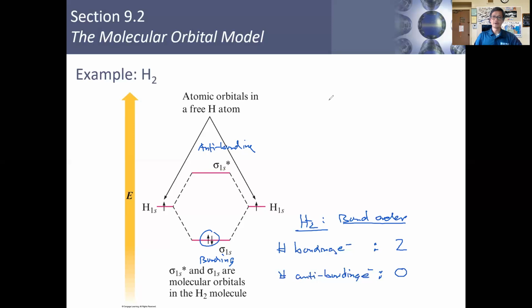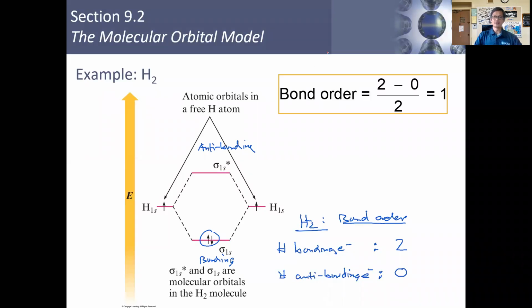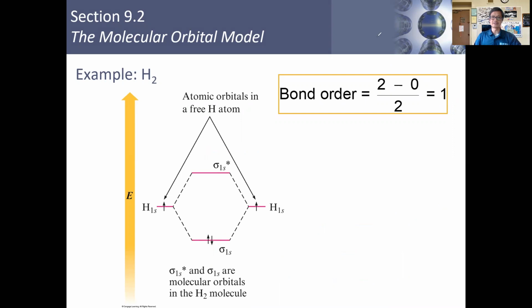So if we take a look at how we calculate the bond order, here is the number of bonding electrons, and there are the antibonding electrons. We divide by 2, so the bond order here is going to be 1. The bond order for hydrogen is 1. Keep that in mind, remember this one.